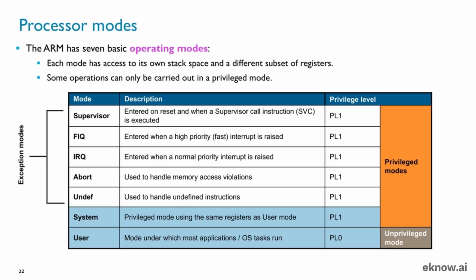A key point is that each of these modes can have its own stack space and a different subset of registers. This isolation is critical. When an exception occurs and the processor switches from user mode to, say, IRQ mode, it can use a separate set of registers without corrupting the state of the original user application. On the next page, we'll see exactly how this banking of registers works.